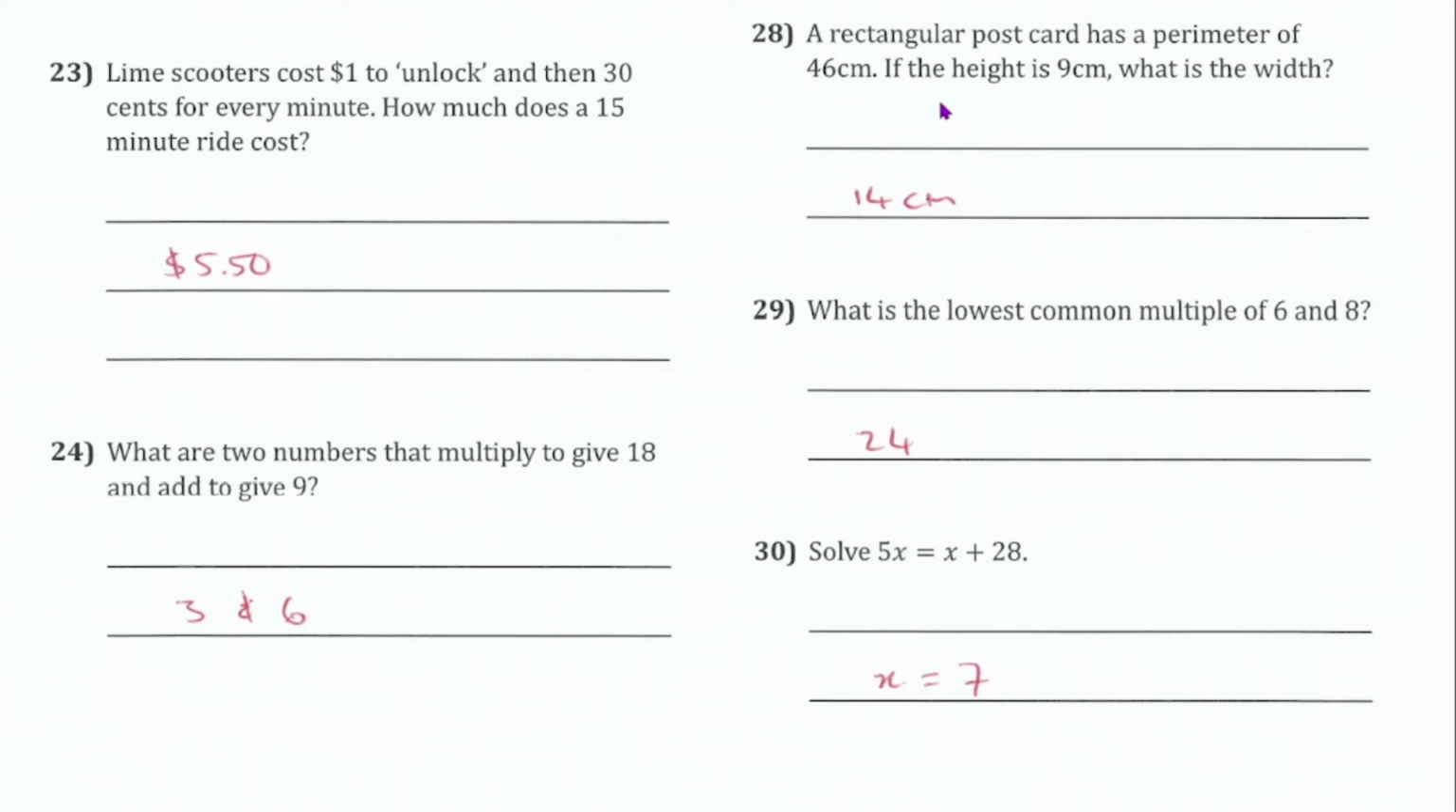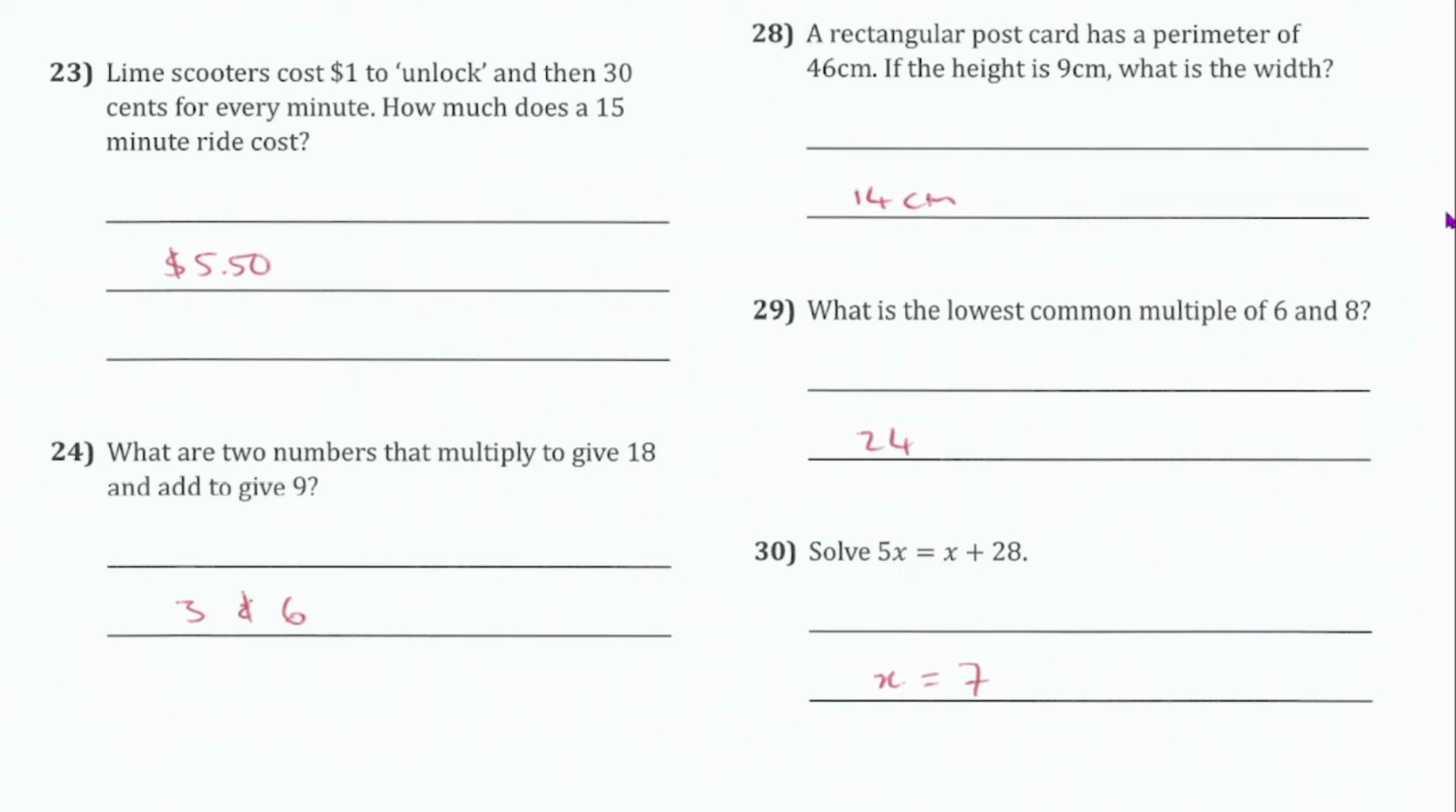So if we were to write it algebraically, we'd say 46 is equal to 2 lots of some unknown length, x, plus 2 lots of 9. If we take away 18 from 46, 2 lots of 9, we end up with 28. And if we divide 28 by 2, because there's 2 sides that give us that total, that would get us 14 centimetres.